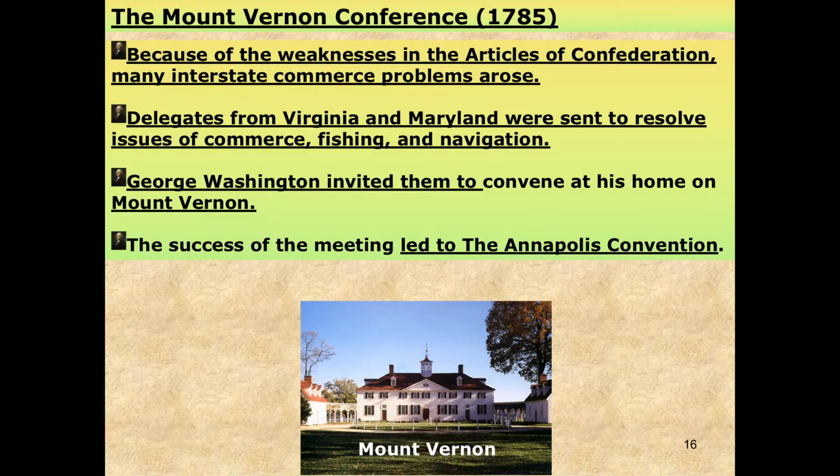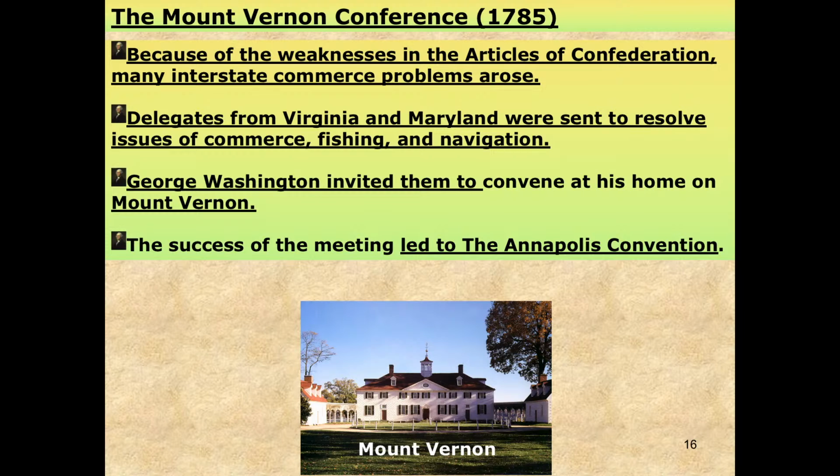At Mount Vernon, George Washington invites delegates from Virginia and Maryland to his home to discuss the articles, because Virginia and Maryland were arguing about all kinds of things, like commerce and fishing and navigation, because, I mean, hello, the Chesapeake separates the two, and the Chesapeake is an important region at the time. So both states agree at Mount Vernon that, you know what, yeah, these articles suck. We need to totally amend these things. But we need a bigger meeting to see if more states are on board with this.